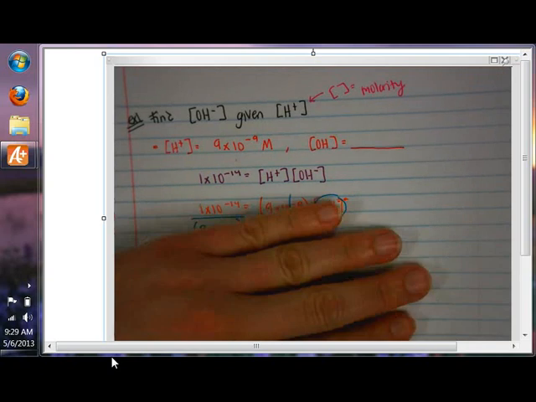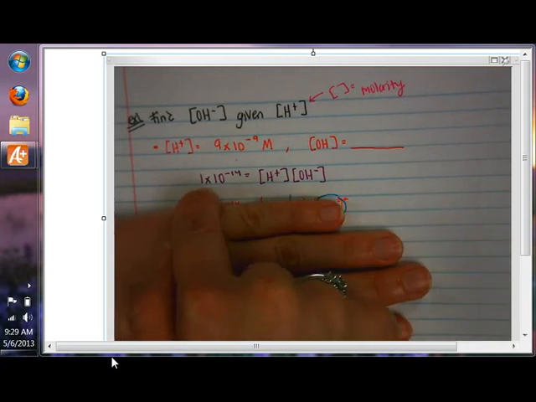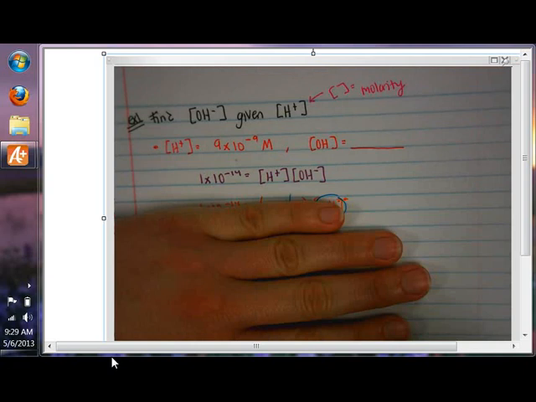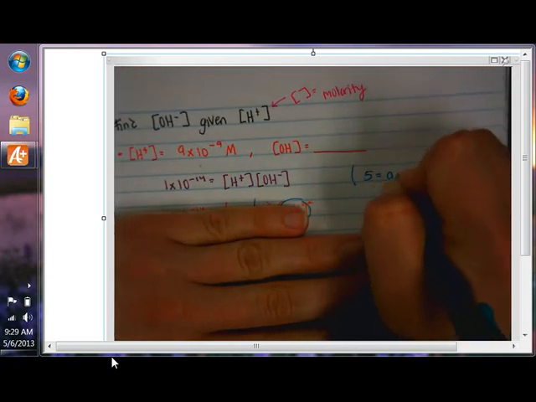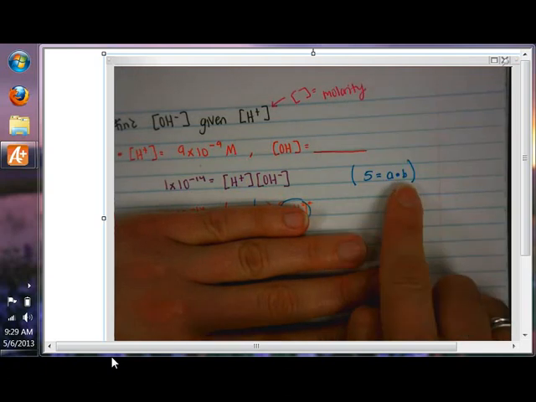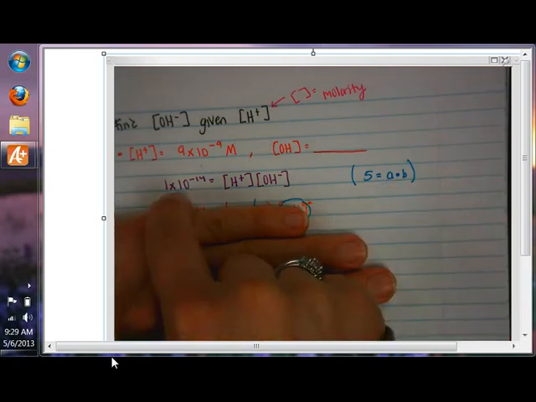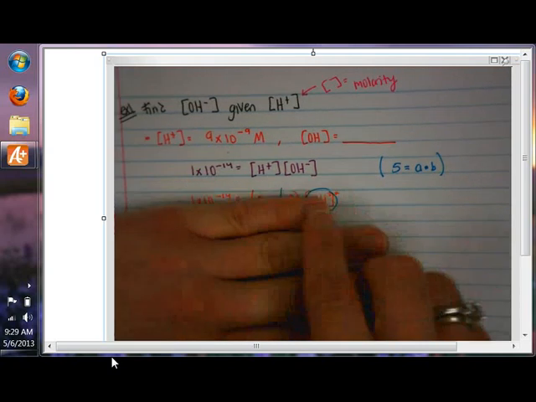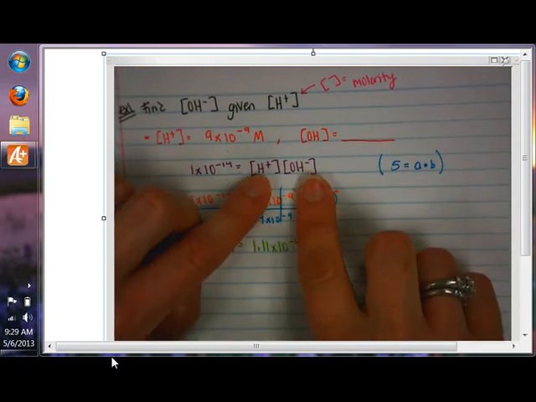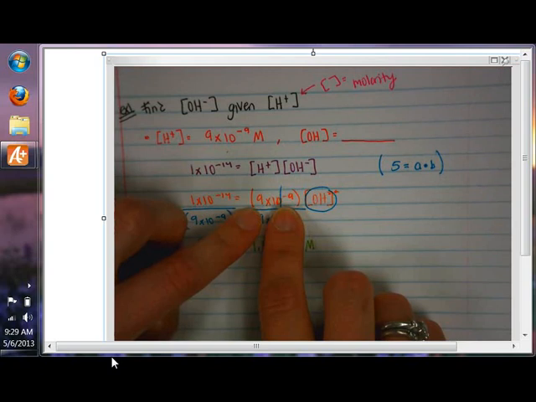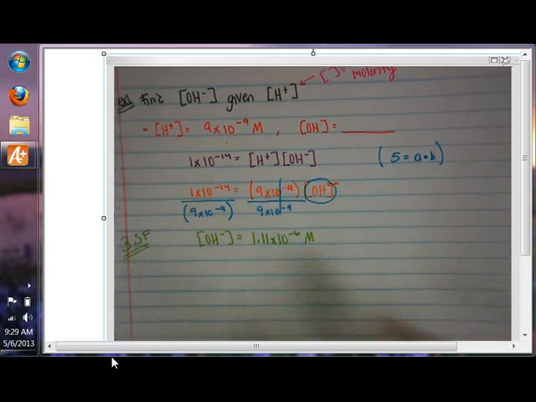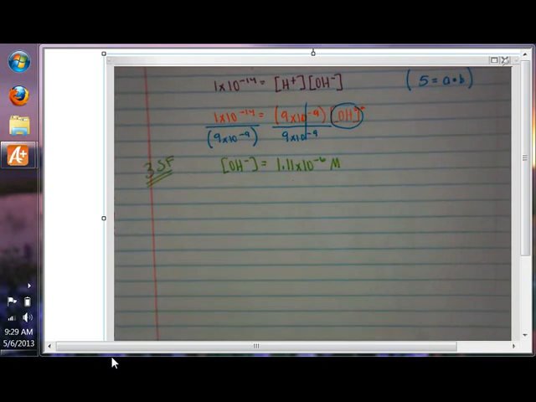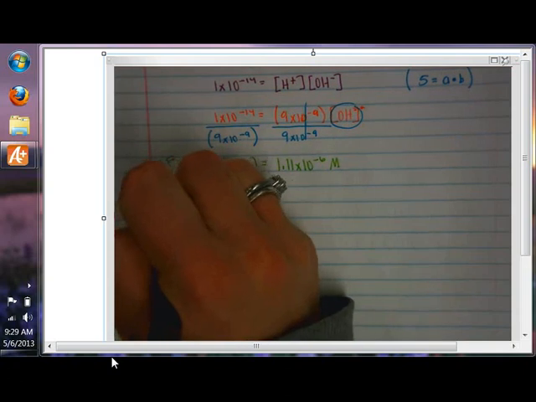They mean concentration. So once again, I have this very simple formula. It looks complicated, but really it's as simple as something like 5 equals A times B. It just looks complicated. They give me one thing. They gave me hydrogen, so I plugged hydrogen in, and I solved for hydroxide by dividing, and I get my answer. Now we're going to do one more example of this type of problem.